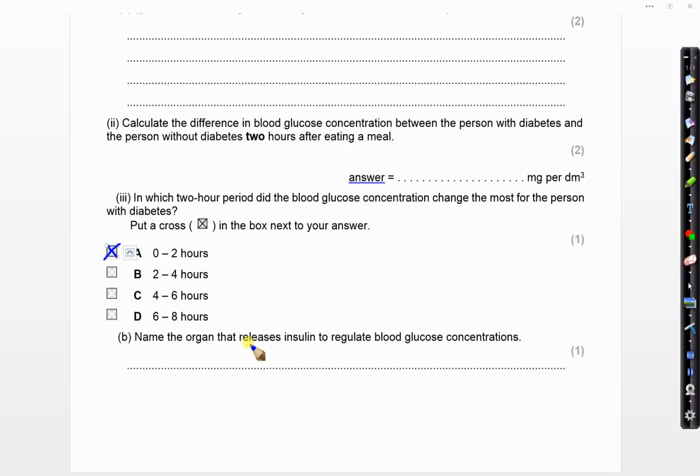Name the organ that releases insulin to regulate blood glucose concentration. So this is a name question, factual recall. What releases insulin? Well, the organ is the pancreas that does that. Can you remember the target organ that insulin acts on? Hopefully you're thinking of the liver.